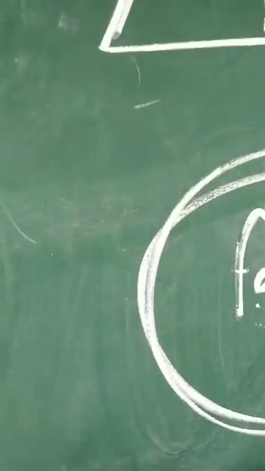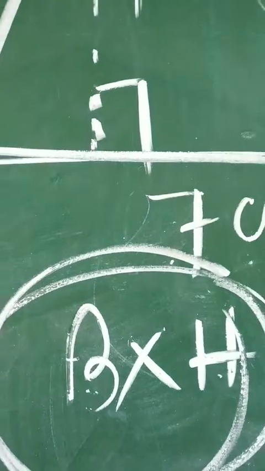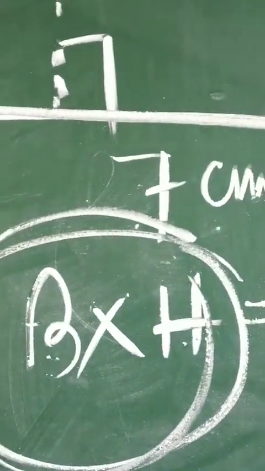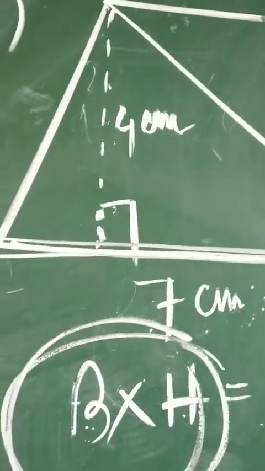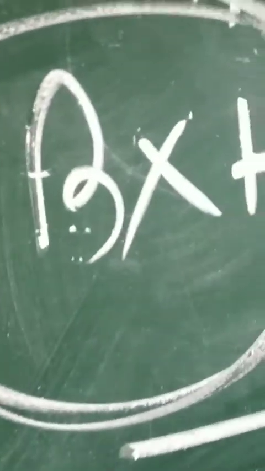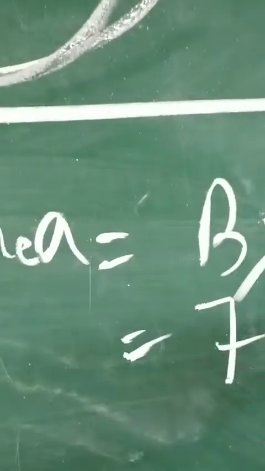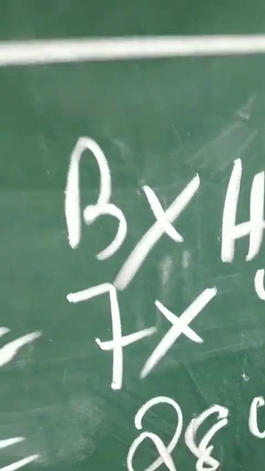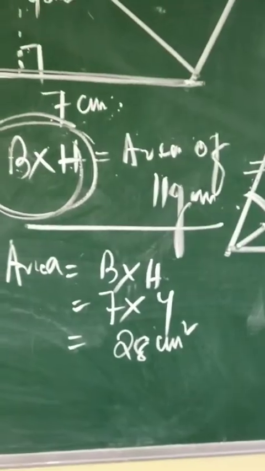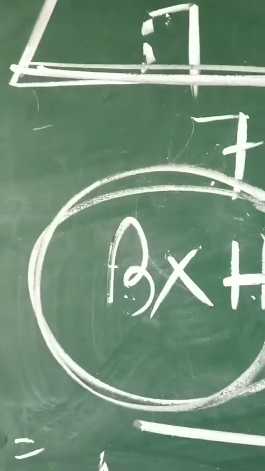So right now, children, this is the base and this is the height. Suppose for this particular figure, the measure of the base is 7 centimeter and the measure of the height is 4 centimeter. So children, how to find the area of this figure? Area is equal to base into height is equal to 7 into 4. 4 sevens are 28 centimeter square. I already got my answer. The area of this particular figure is 28 centimeter square.